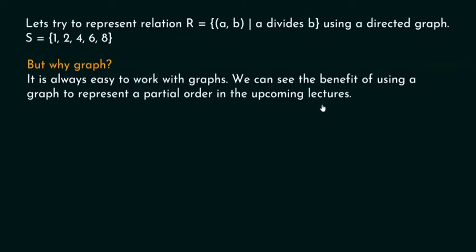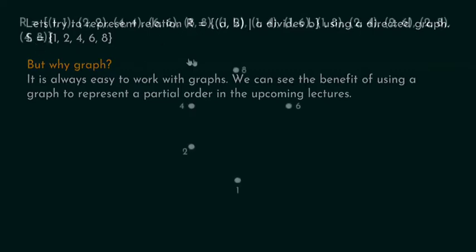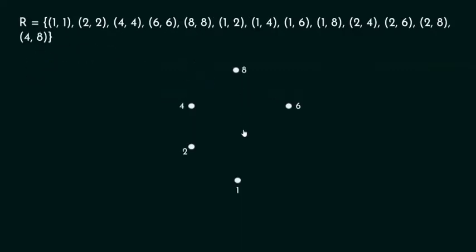Now we will try to draw a directed graph for this relation, which is defined on the set S. So I have randomly placed all these points of the graph. And you can see these points are nothing but the elements of set S. There are a total of 5 elements in set S: 1, 2, 4, 6 and 8. Basically, these are the vertices of a graph. Each vertex is an element of set S.